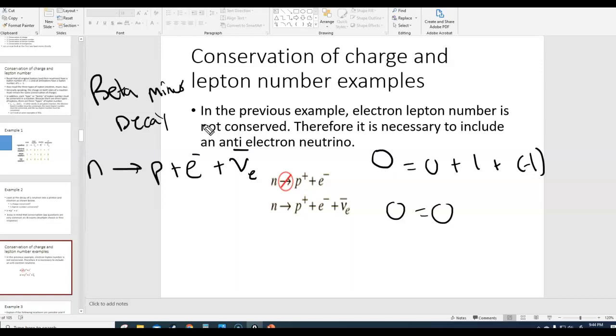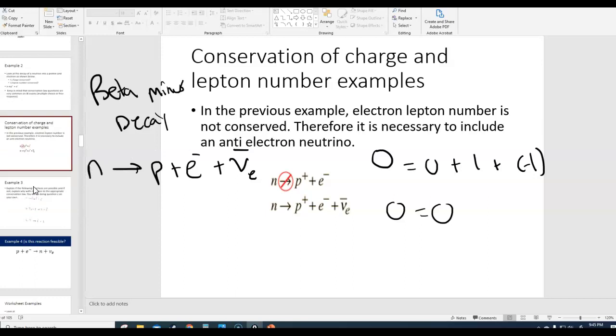Well, not the most fundamental level. We'll actually see beta minus decay in an even more broken down form later on. But this is an example of beta minus decay. Now we see for the first time why in beta minus decay you have to have an anti-electron neutrino. It's necessary in order to conserve lepton number.